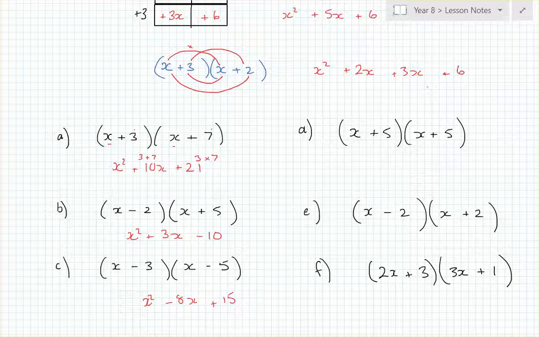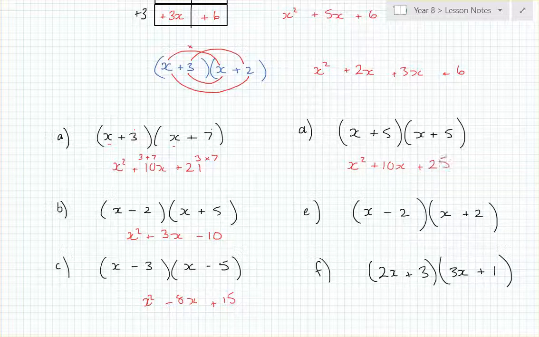For B, it's just -2 add 5, which is 3. -2 times 5, -10. -3 add -5, we all know how to do that, -8. -3 times -5 is plus 15. So this one, straight away, we do x squared plus 10x plus 25.